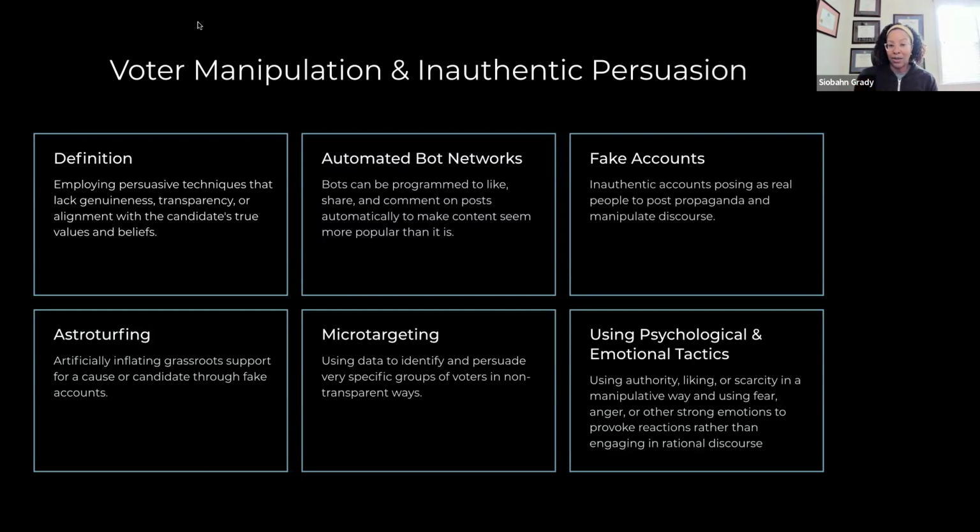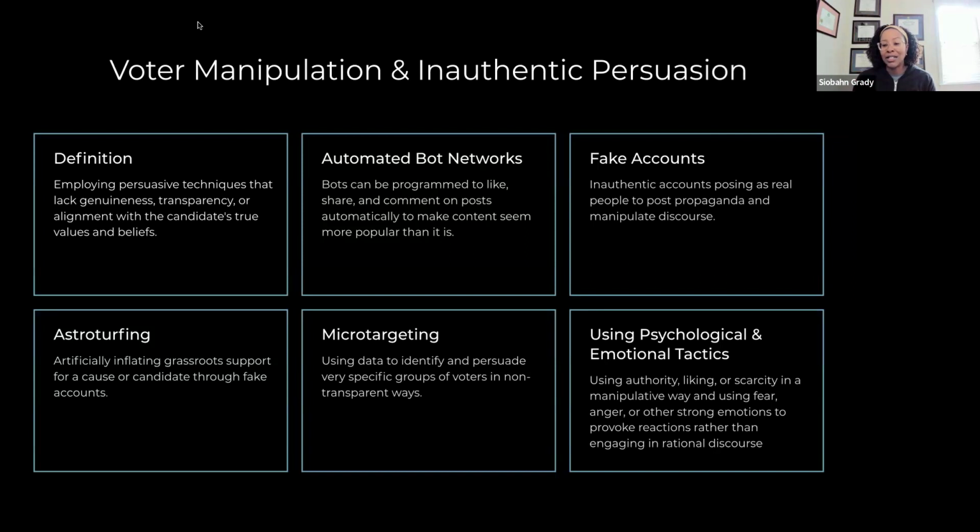And then astroturfing. This is where artificial intelligence is inflating grassroots support for a cause or for a candidate through some type of fake account. And that happens quite a bit too. Also, we've talked about micro-targeting earlier, where different groups are identified and sought out to give them misinformation or persuade them one way when it's not true. That happens quite a bit. And again, these are not exclusive to AI.